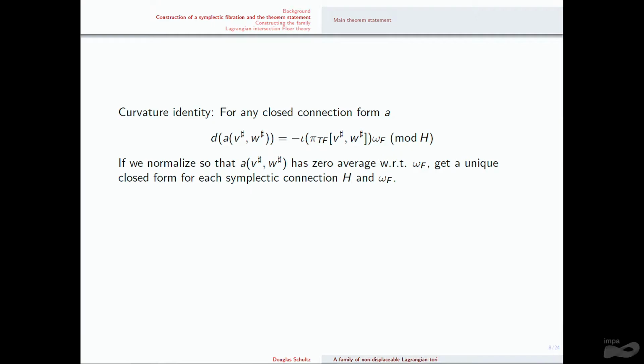Okay, so you can think of this as more detail for people who might be curious. You can just think that there's a closed two-form that generates the connection and has a normalizing condition.